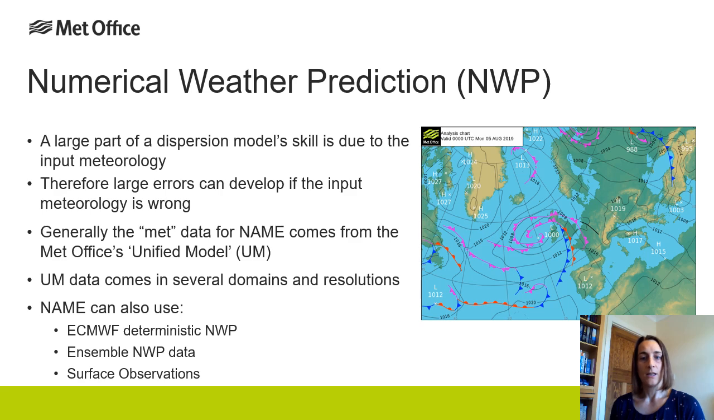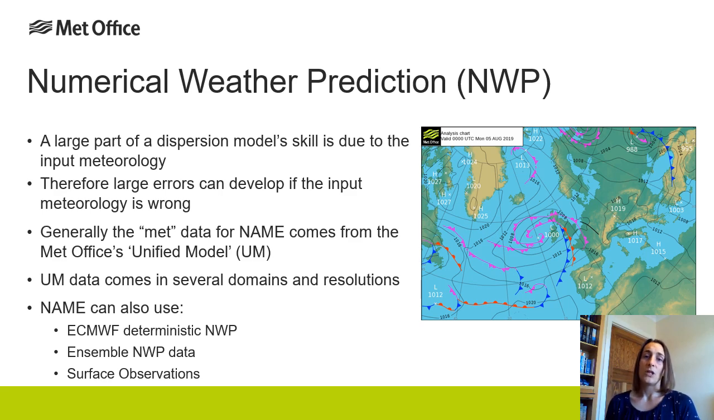Increasingly, the use of ensemble meteorology is being looked at for dispersion models. Ensembles are many realisations of how the weather may evolve based on minor perturbations in the initial state. And they've been used in weather forecasting for a long time. And there's some interesting questions about how we use them in dispersion models, and NAME's now able to run both on Met Office ensemble data and ECMWF ensemble data.